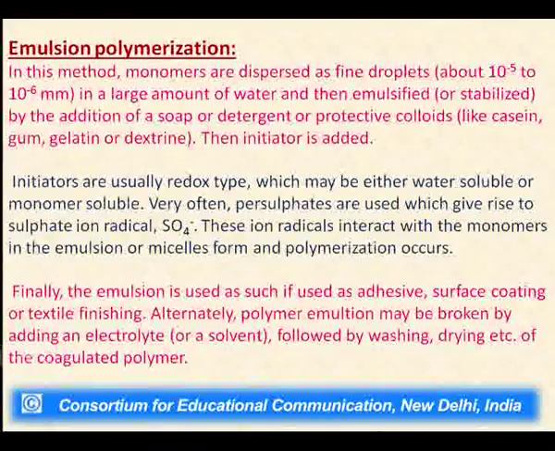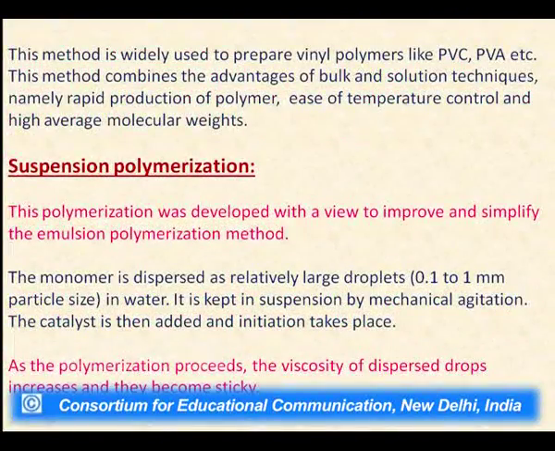The emulsion is used as such if used as adhesive, surface coating or textile finishing. Alternately, the polymer emulsion may be broken by adding an electrolyte or a solvent, followed by washing, drying, etc. of the coagulated polymer. This emulsion polymerization method is widely used to prepare vinyl polymers, which contain double bonds, an unsaturated polymer like PVC, polyvinyl chloride, and polyvinyl acrylonitrile, etc.